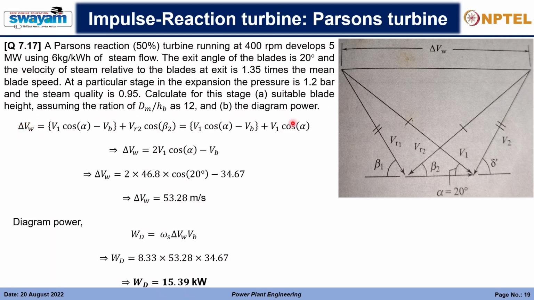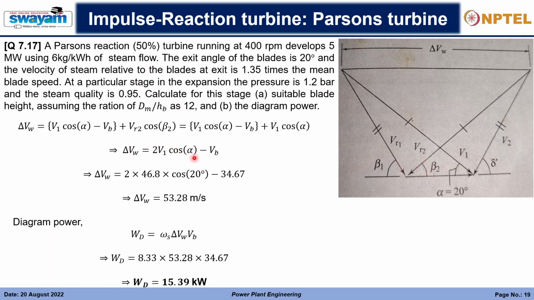So we need the diagram power, right? The diagram power is provided by the whirl component, which is responsible. So this is the Vw we need to calculate. Simply V1 cos alpha minus Vb, from the inlet, is the contribution to the whirl, and Vr2 cos beta 2. Vr2 is equal to V1, so we can directly replace it. And beta 2 is also equal to alpha. This alpha and this beta 2 are equal.